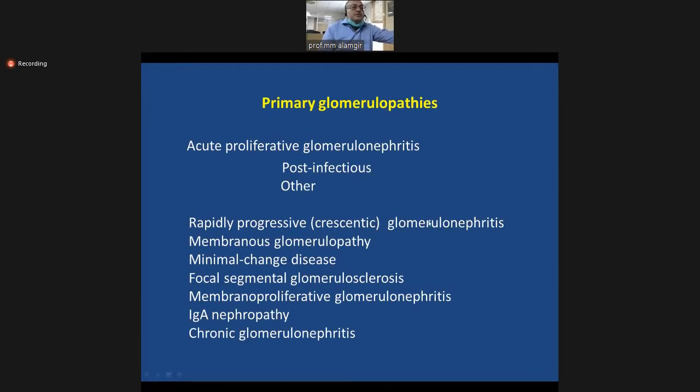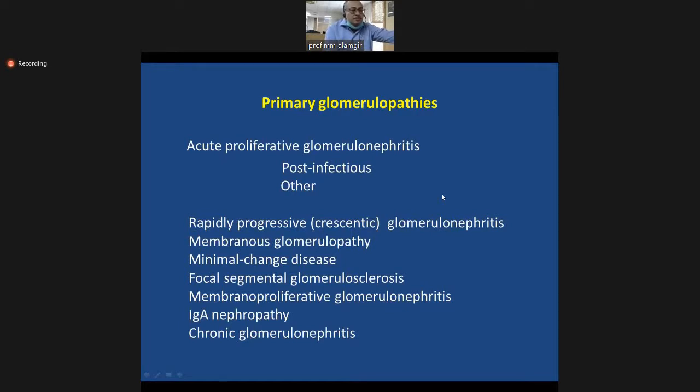Now, previously I told you there are a number of primary glomerulopathies. Glomerulopathies means pathologies confined to the glomeruli, the nephron, which may result in these sort of clinical pictures. They include acute proliferative glomerulonephritis, which we discussed in detail in the previous section, causing nephritic syndrome. Then we have rapidly progressive crescentic glomerulonephritis that we also discussed in the previous session. Then we have membranous glomerulopathy, minimal change disease, focal segmental glomerulosclerosis, membranoproliferative glomerulosclerosis, IgA nephropathy, and chronic glomerulonephritis.